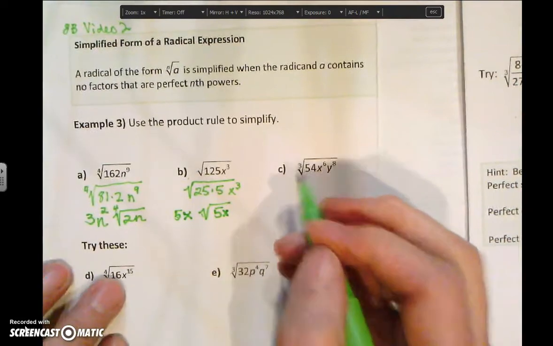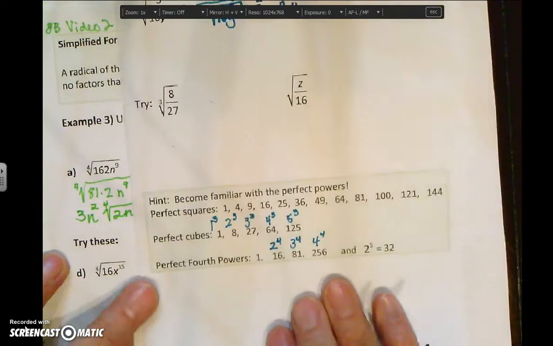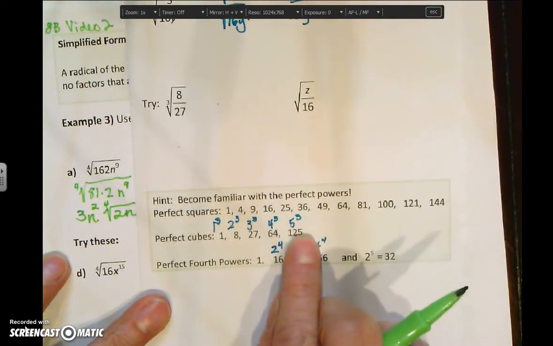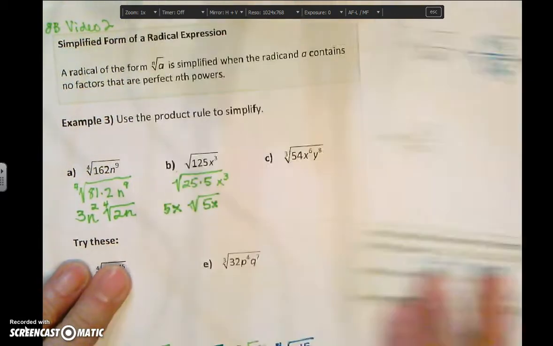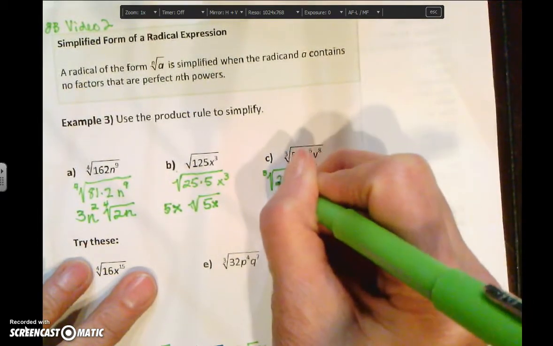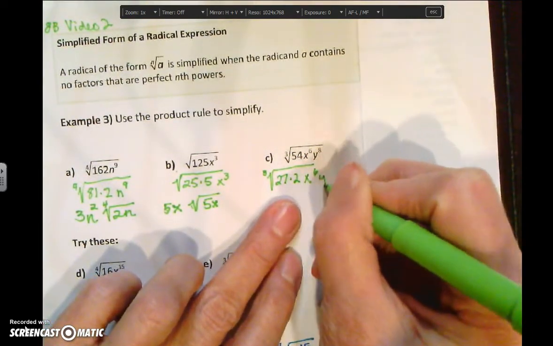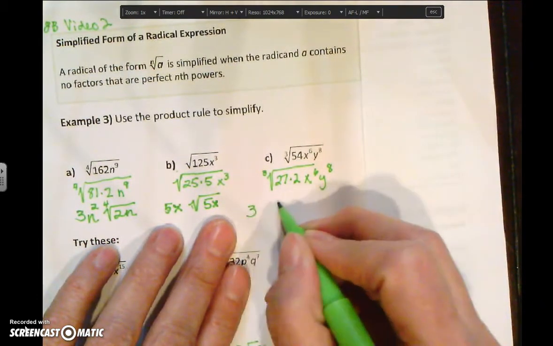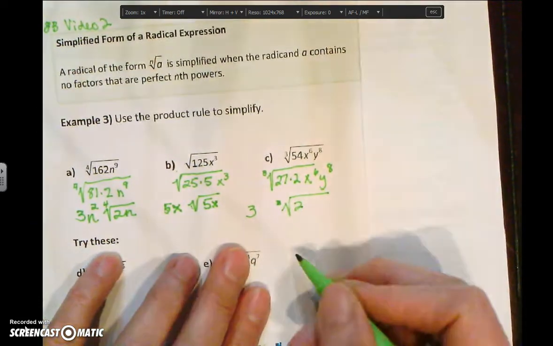Then the cube root of 54, so I'm going to go back over here to my cubes and look for something. Here's my cubes, and there's not a 54 on the list. But 27 will go into 54 2 times. So I'm going to make this be the cube root then of 27 times 2. And then I've got my x to the 6th, y to the 8th. So the cube root of 27 was 3, and then I'm left with a 2 inside.